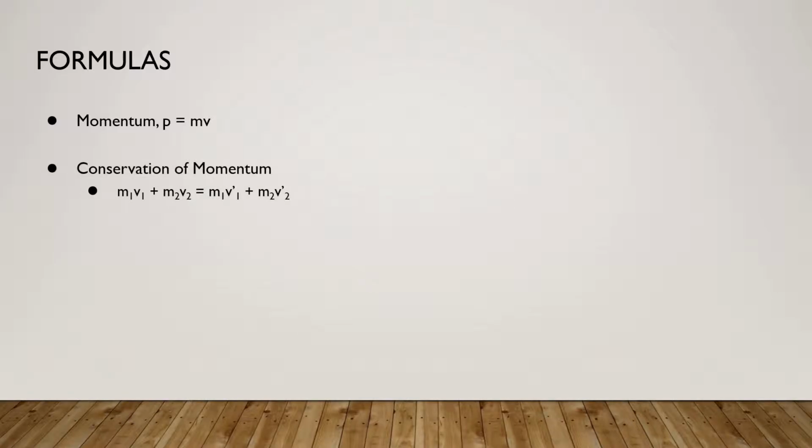Formulas that we will be using in this project would be momentum, which is p equals mass times velocity, and conservation of momentum, m1 times v1 plus m2 times v2 equals m1 v prime 1 plus m2 v prime 2.